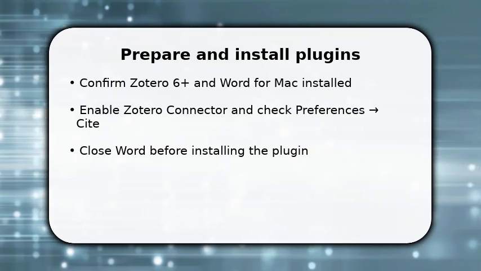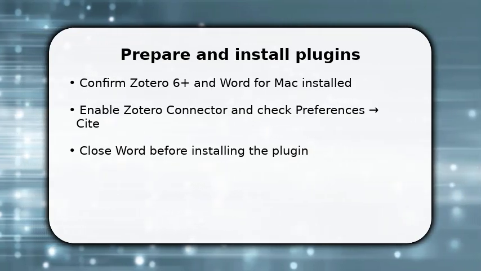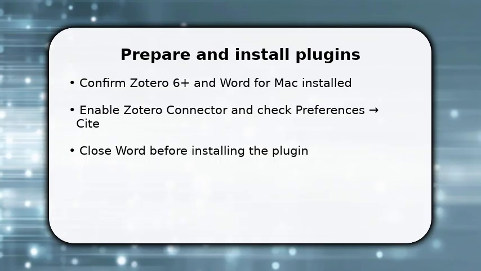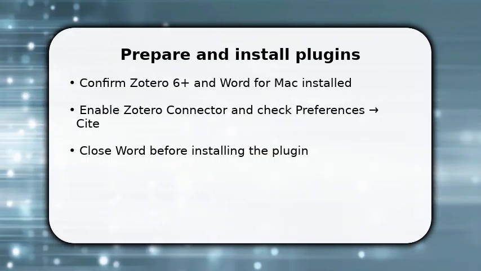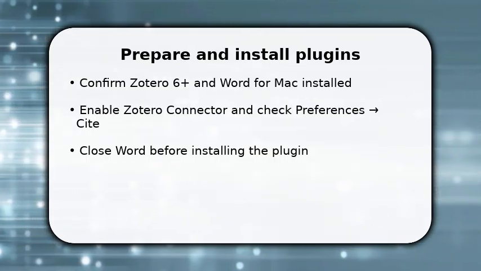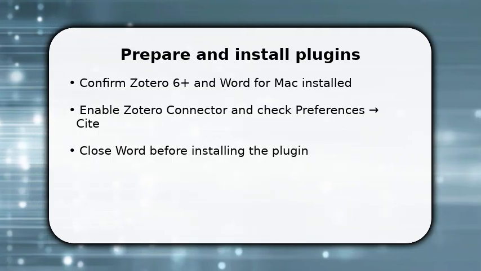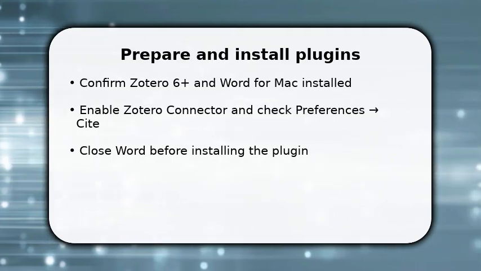Enjoy the video. You start by confirming prerequisites, Zotero 6 or newer and Word for Mac. Once done, open Zotero Preferences > Cite to verify the Word plugin option. Make sure Word is closed. The add-in must register while Word isn't running.